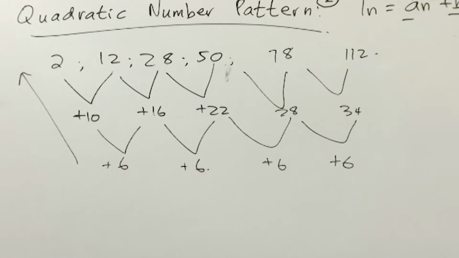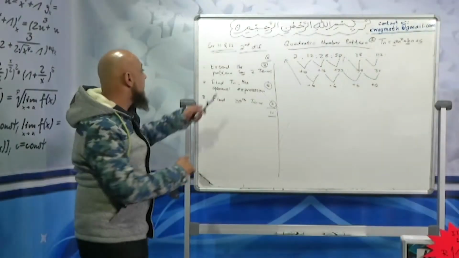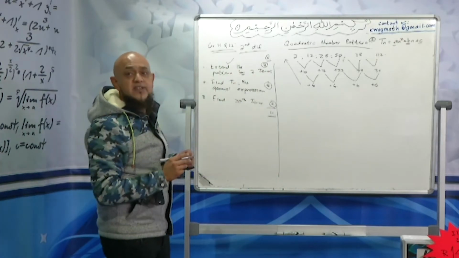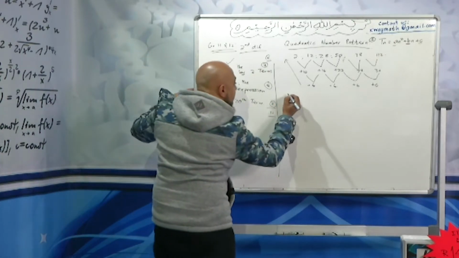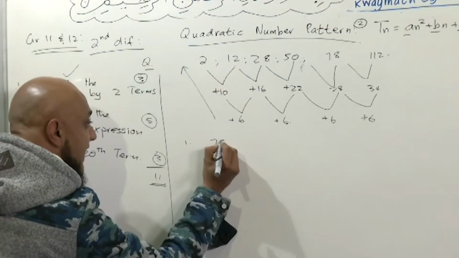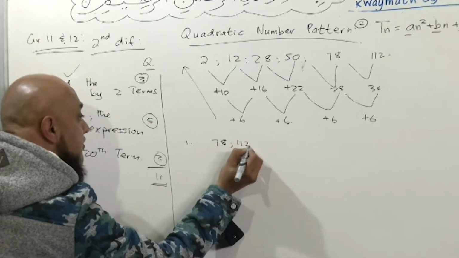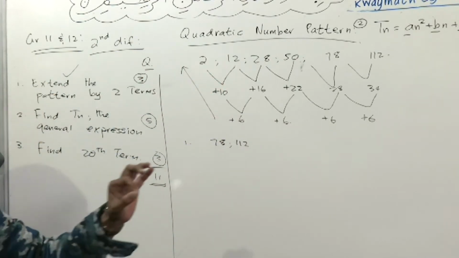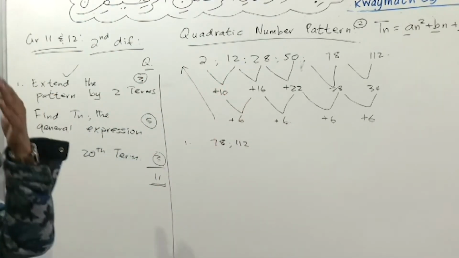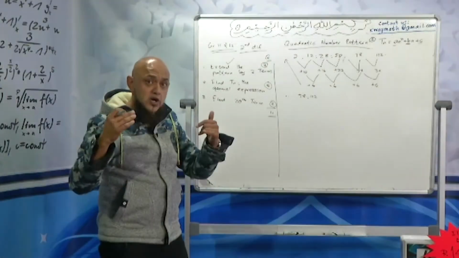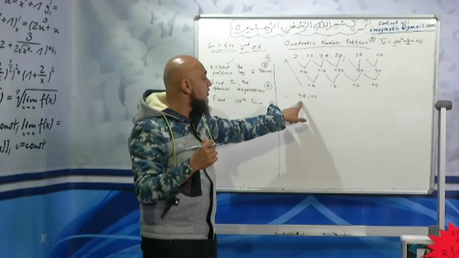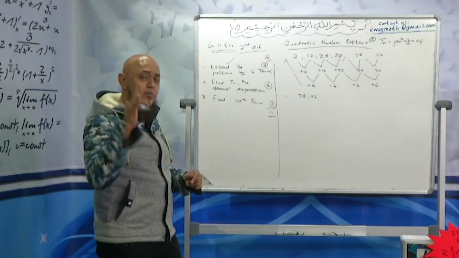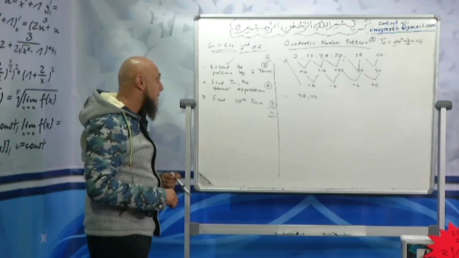So there we go. We've answered the first question, boys and girls. Extend the pattern by 2 terms. There we go, 78 and 112. The answer to question number 1, you will just write 78 and 112. No need to show the diagram, but it's very imperative that you do the diagram. You've got to complete it, and once you've completed it, you just put your 2 final solutions there, which is 78 and 112, and boys and girls, you'll get your first 3 marks.